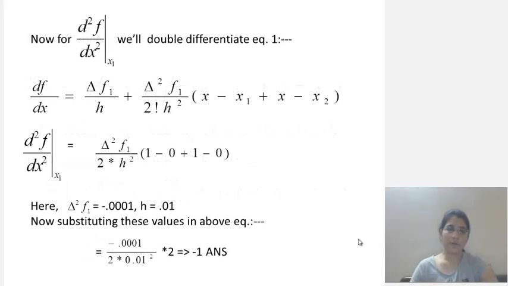Now for d square f upon dx square at x1, we will double differentiate equation 1. After differentiating equation 1 once, we will get this first equation, and on differentiating again, we will get d square f upon dx square equal to delta square f1 upon 2 into h square, into (1 minus 0 plus 1 minus 0), which means 2. Here del square f1 equal to minus 0.0001, h equals 0.01. This value we have taken from the difference table, and substituting these values in the above equation, we will get d square f upon dx square at x1 equal to minus 1.